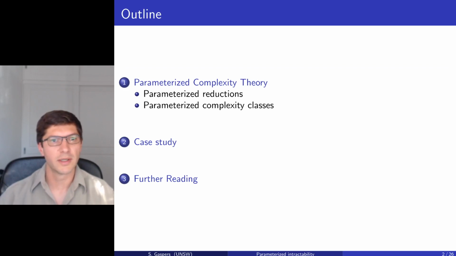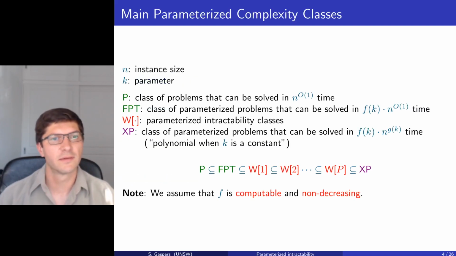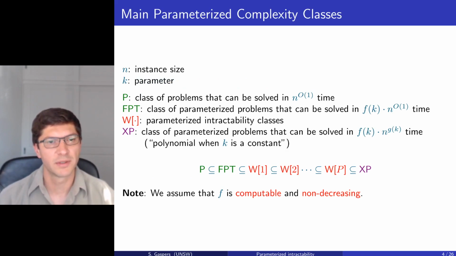We're going to see the theory behind parameterized complexity, and we will see some case studies where we show that some parameterized problems are not FPT subject to these assumptions. As usual, n is our instance size, k is the parameter, P is the class of problems that can be solved in polynomial time, FPT is the class of parameterized problems that can be solved in time f of k times a polynomial in n.